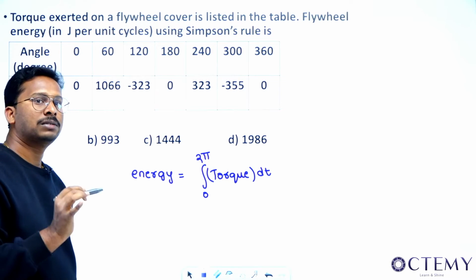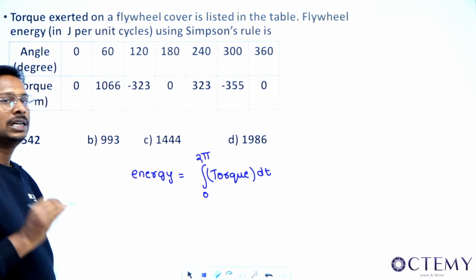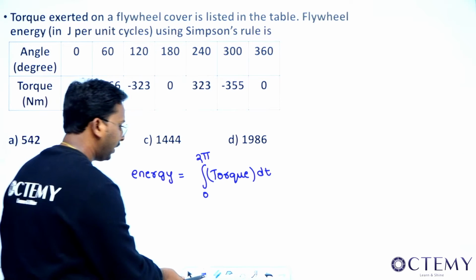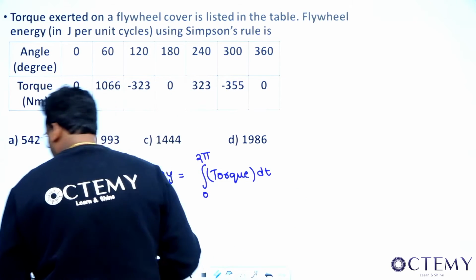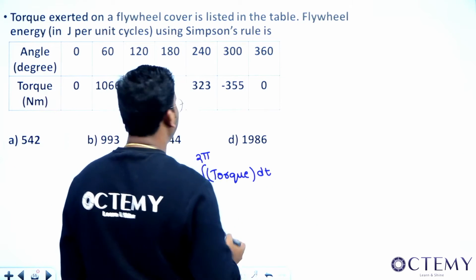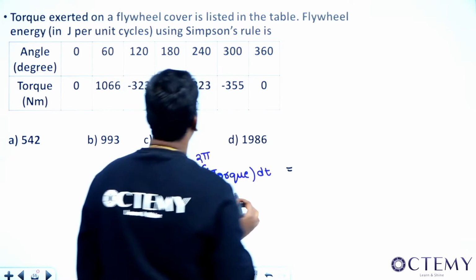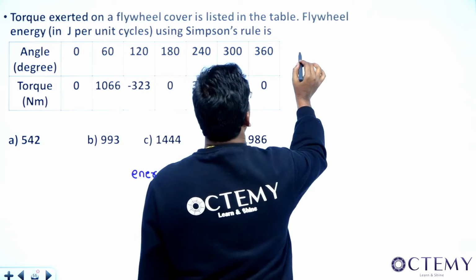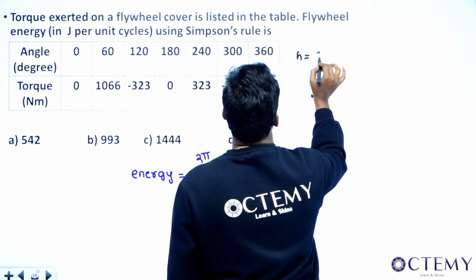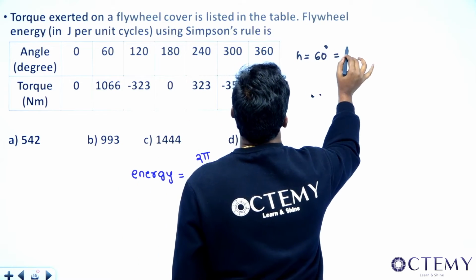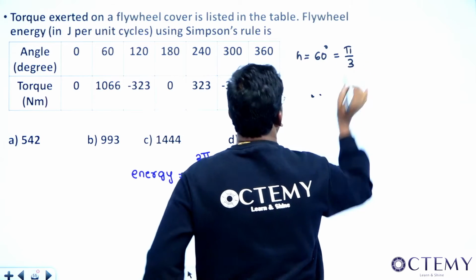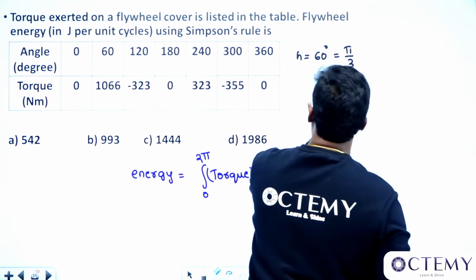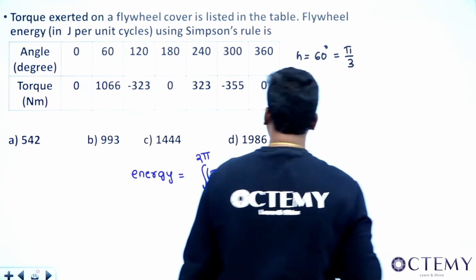Whenever I told you only Simpson's rule, it means we have to apply Simpson's 1/3 rule, right? So if we apply Simpson's 1/3 rule, what are we going to get? Even if it is given in degrees, we have to write it in terms of radians. So h is how much here? H is basically 60 degrees, which is pi by 3 radians. You have to always write it in radians. You should not write it in degrees.